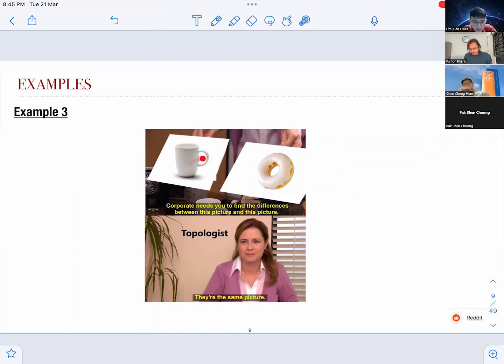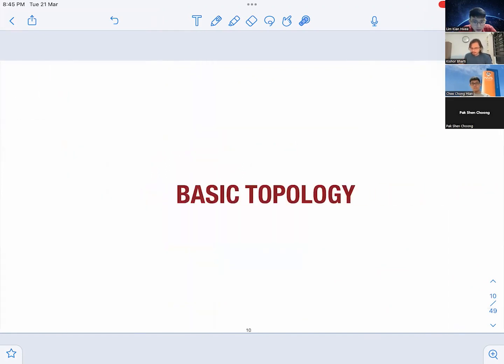And this is the final example that people ask about. They say that for a topologist, a coffee mug and a donut are basically the same object. So what does it mean? We will understand all these concepts today. So that completes the motivating examples part.